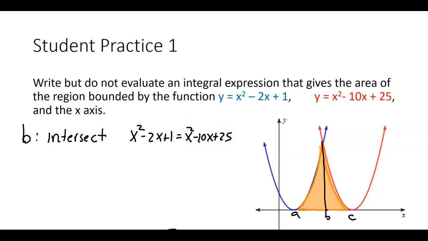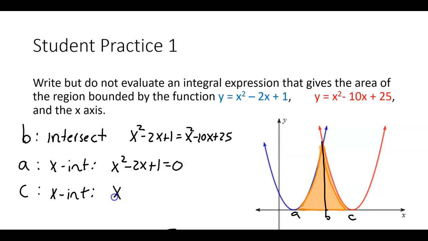Good. We also need to find A and C. Those are x-intercepts. That's where it's touching the x-axis. So, Eric, how do I find the x-intercepts? That's right. You set the equation equal to 0. So for A, that's the blue one, I'm going to set the blue function equal to 0. And for C, I'm going to set the red function equal to 0.